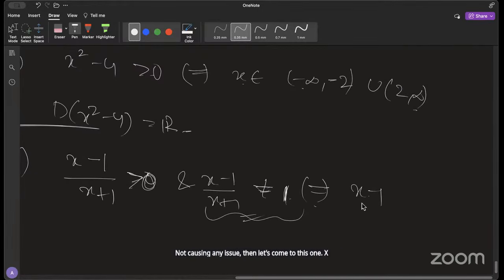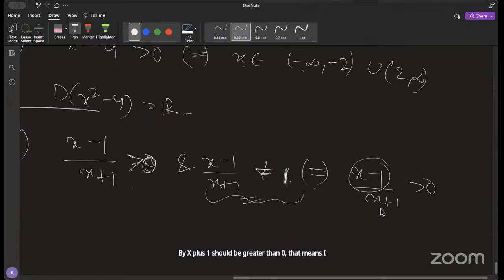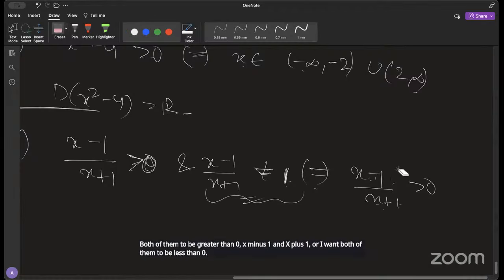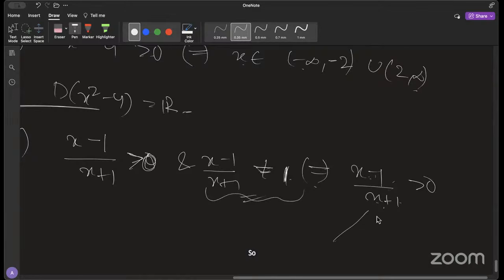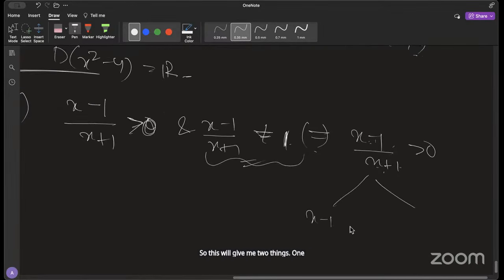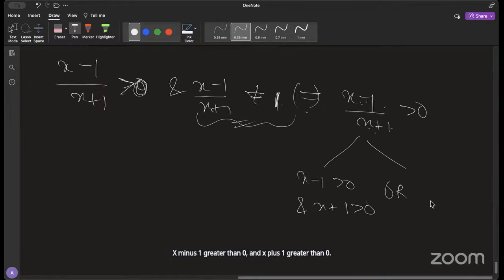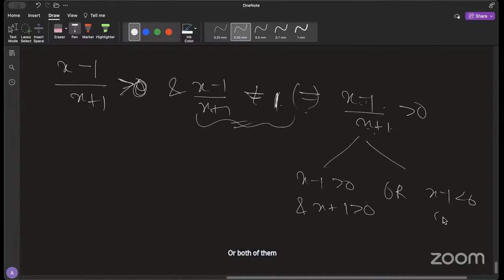Then let's come to this one. x minus 1 by x plus 1 should be greater than 0. That means I want either both of them, x minus 1 and x plus 1, to be greater than 0, or I want both of them to be less than 0. So this will give me two cases: x minus 1 greater than 0 and x plus 1 greater than 0, or both of them less than 0.